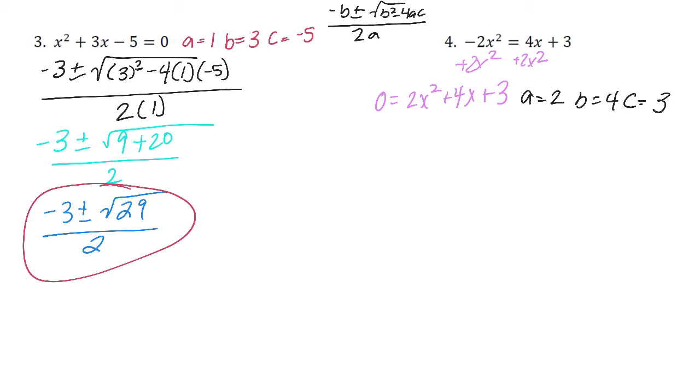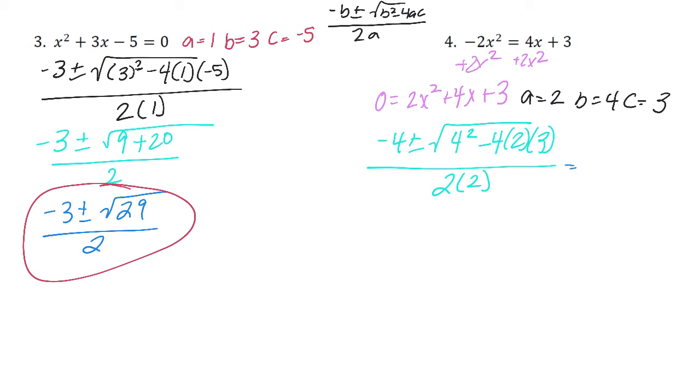Okay. Next step, plug them in. Opposite of B, so it's going to be negative 4 plus or minus the square root of 4 squared minus 4 times A times C, all divided by 2 times A. Okay, and now we got to simplify.